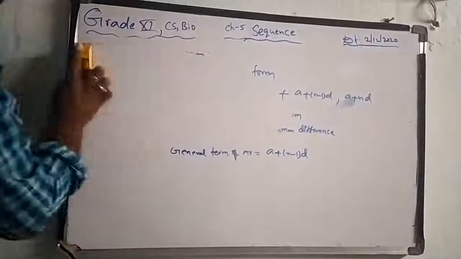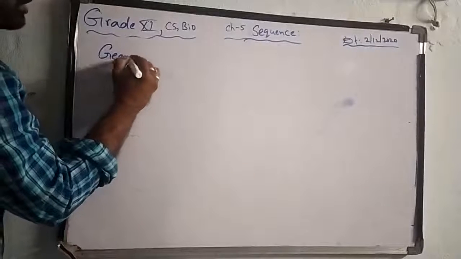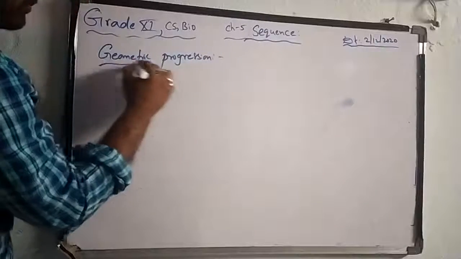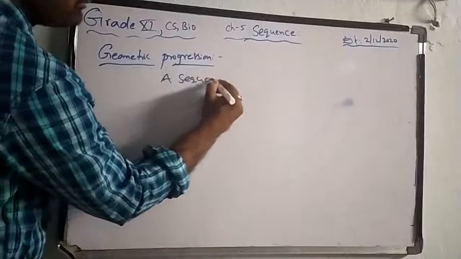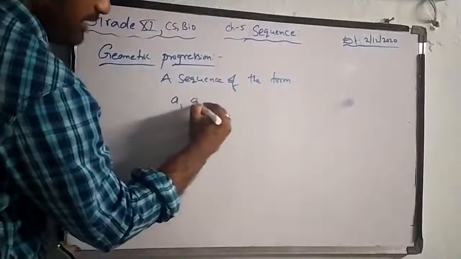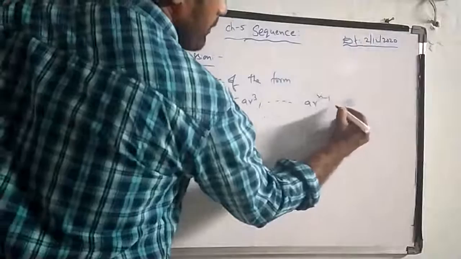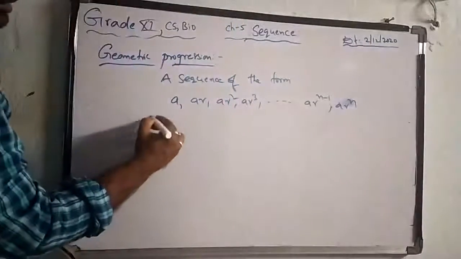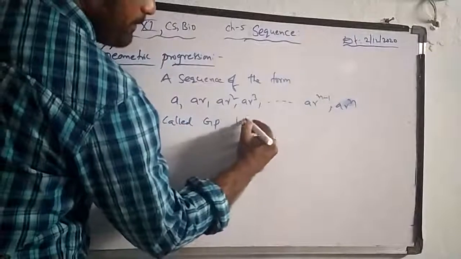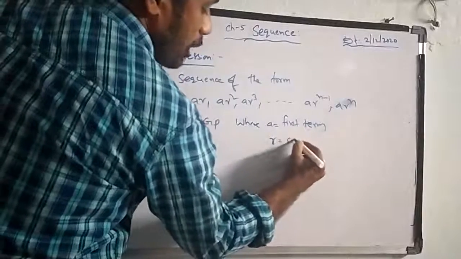Let us talk about the next, geometric progression. In geometric progression, a sequence of the form a, ar, ar square, ar cube, and so on, ar to the power of n minus 1, ar to the power of n, is called a geometric progression series, where a is the first term and r is the common ratio.